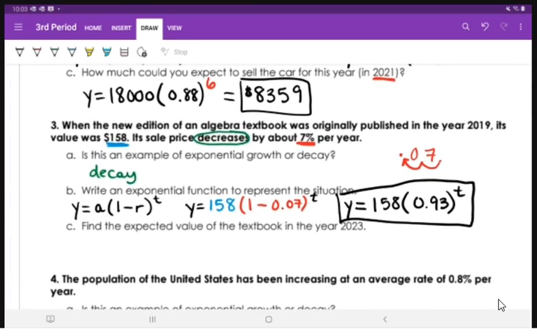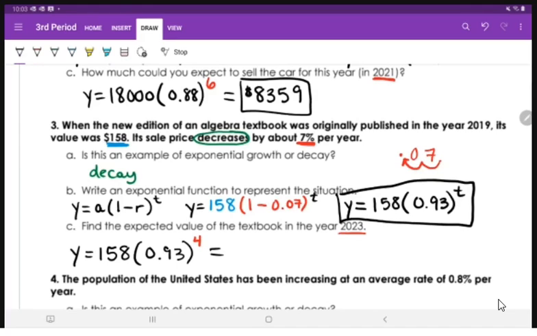All right, for part C, we want to know what the expected value of the textbook is going to be in the year 2023. Well, we're not going to just plug 2023 in for T. That would be absurd. We're going to have to figure out how much time has passed. Our initial value, or basically our problem, started in 2019. And we want to look out to 2023. So that's 4 years later. So we're going to use the value T is 4.